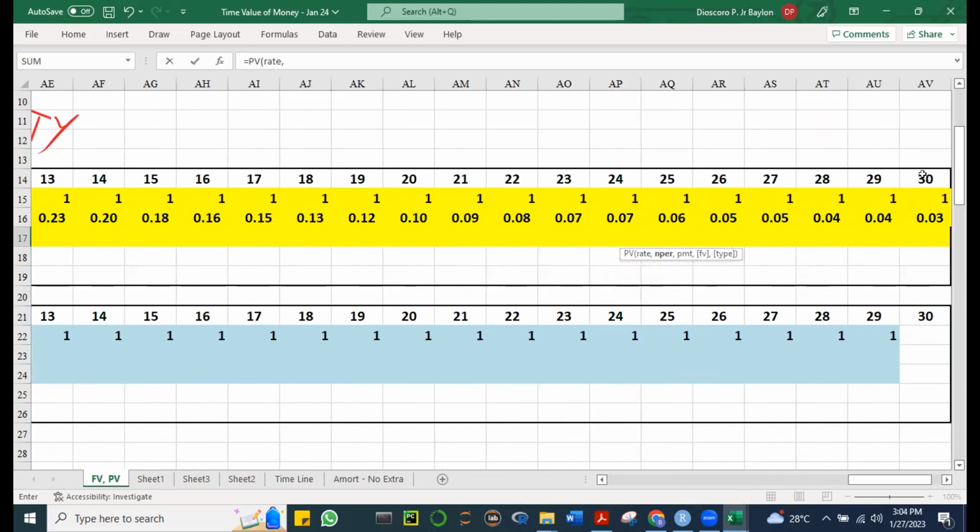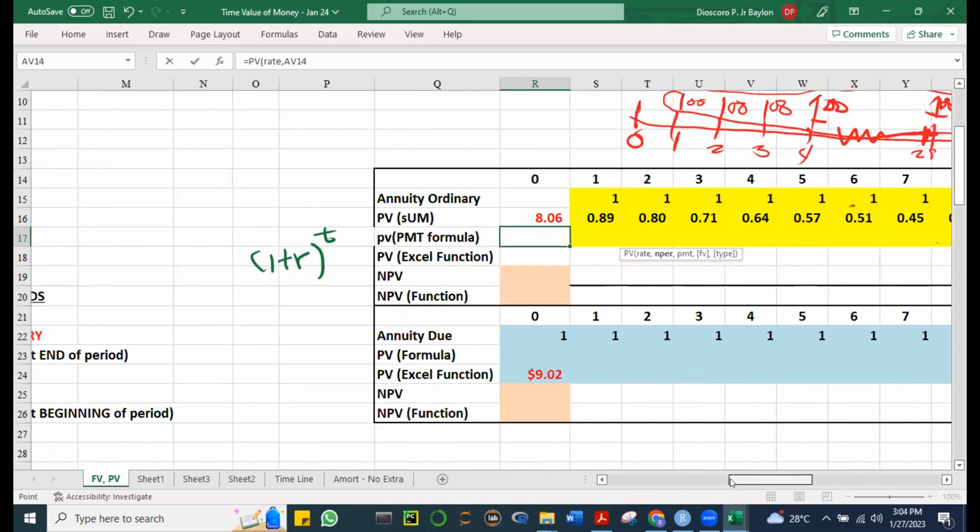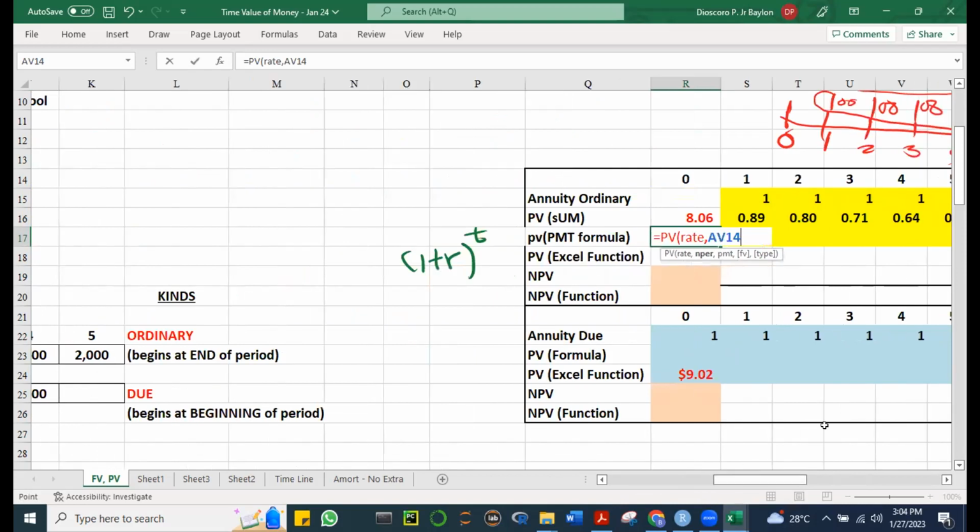we did not write a cell with 30. So let me just link it there, 30. Comma. This one, PMT. What's PMT? PMT is annuity. So is this an annuity?